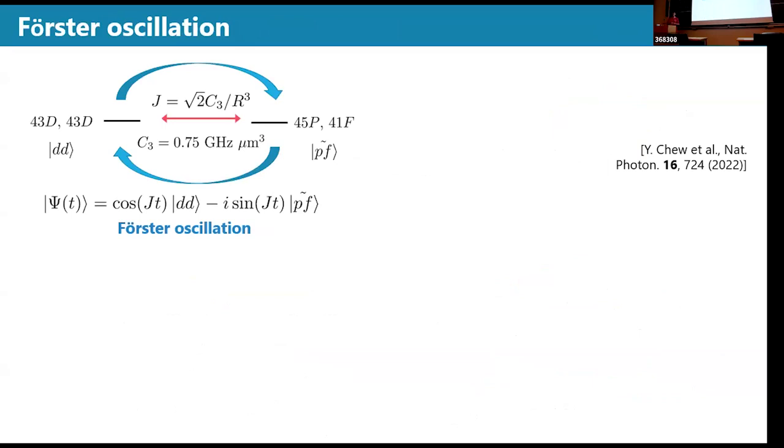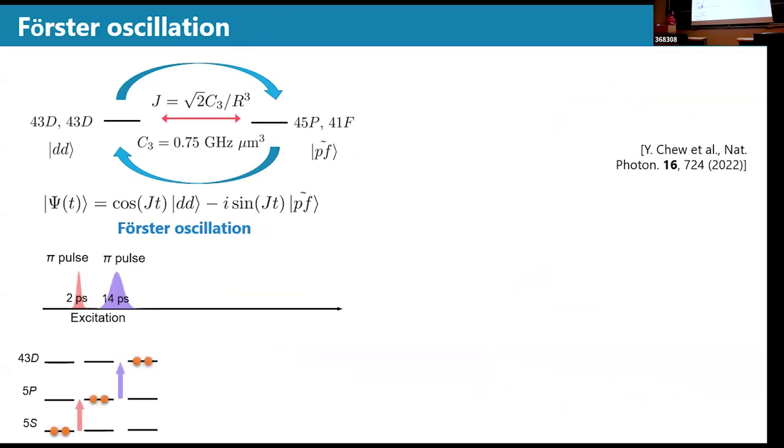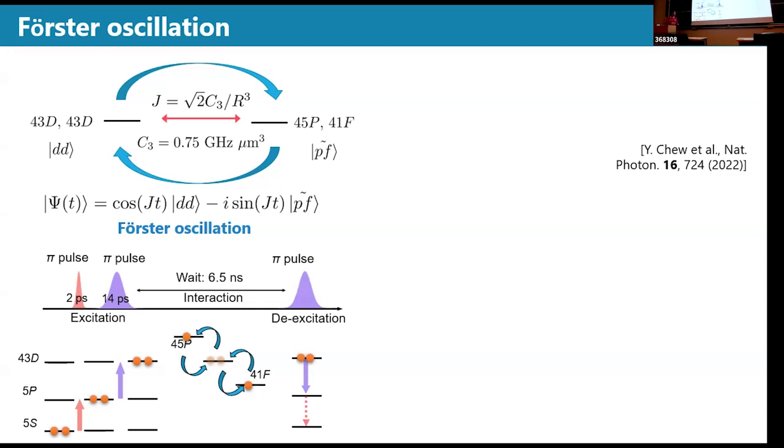Let's observe this oscillation. The experimental procedure is as follows. First, we excite both atoms to the excited Rydberg state using this picosecond pulse excitation, and then just wait for a while. In our experiment, 6.5 nanoseconds. During that time, the atoms spontaneously interact. One atom goes to another state, the other atom goes to another state, and then sometimes they go back to the initial state, 43D. To detect the population in this 43D state, we can shine a de-excitation pulse.